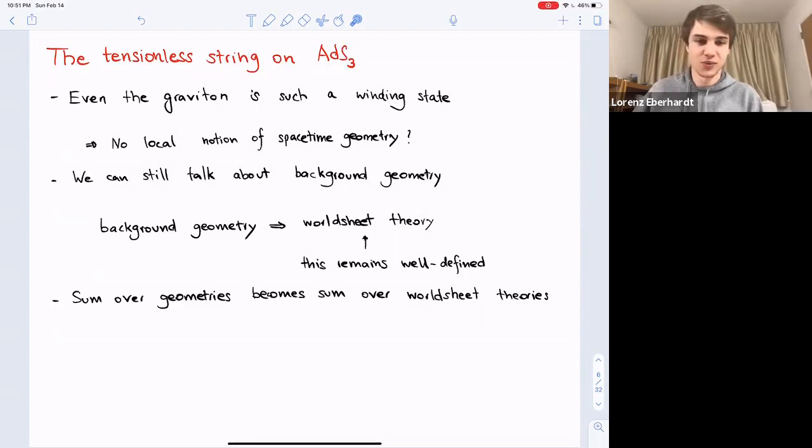Okay. And so when I talk about summing over geometries, what I really mean technically is summing over worldsheet theories, because that's the concept that I know still makes sense, and I can talk about even in this tensionless limit.